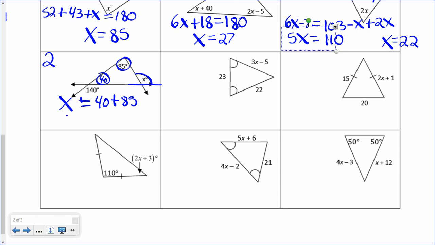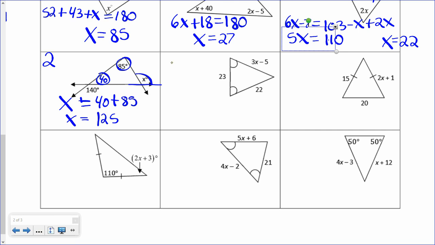And add those together, 125. Is that right? There you go. Some of them are more straightforward, some of them aren't. So you gotta make sure you're paying attention. Alright, which theorem would I use for this one?